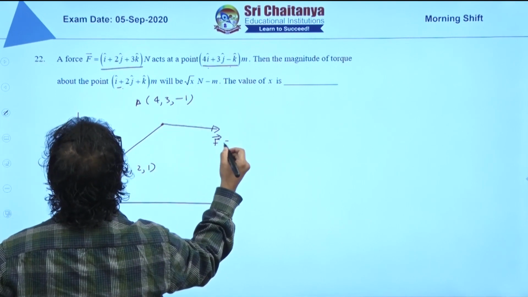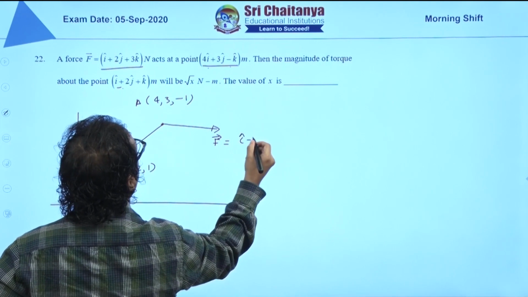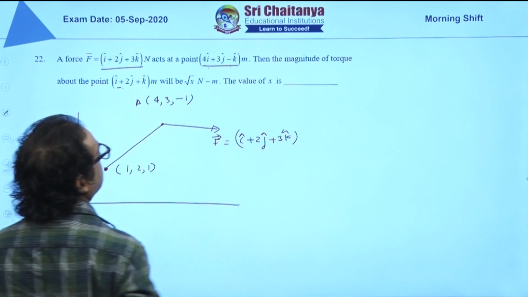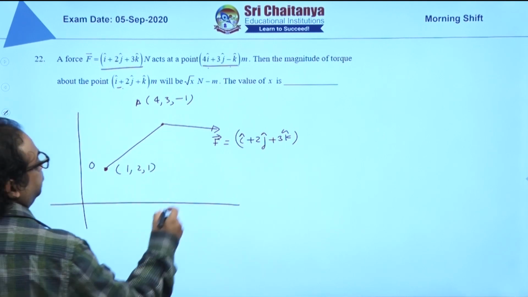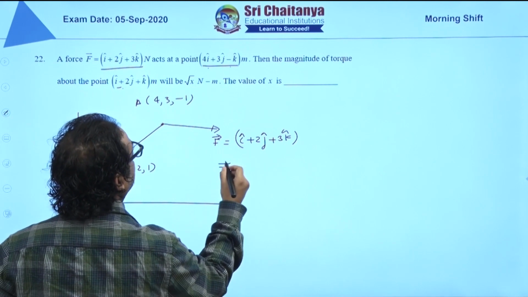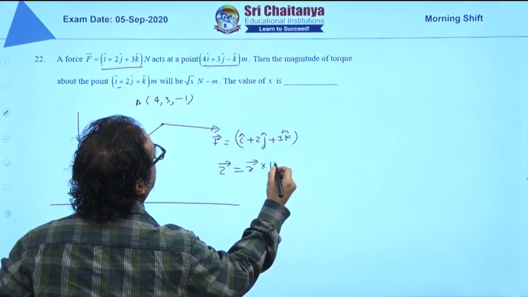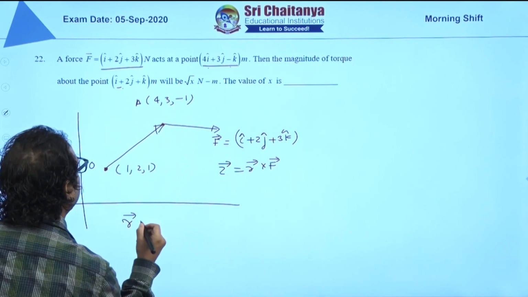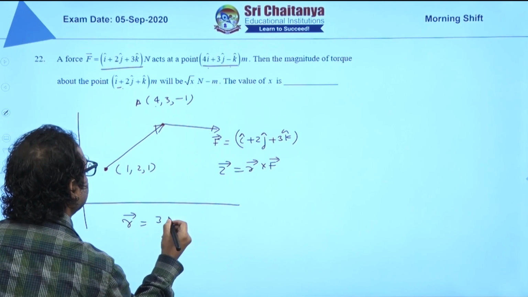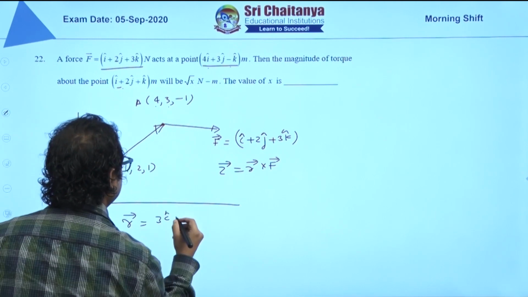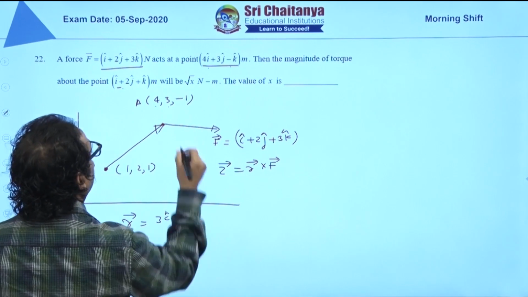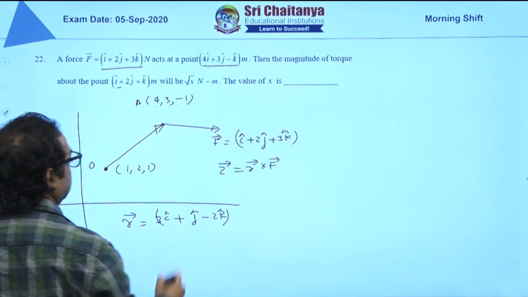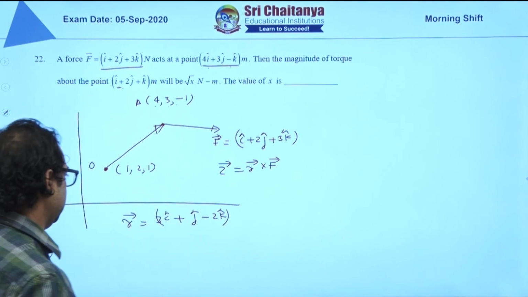The force is F = i cap + 2 j cap + 3 k cap. We know the formula: torque is equal to r cross F. So, this is your position vector. The r value we can find: (4 minus 1) = 3 i cap, (3 minus 2) = 1 j cap, and (minus 1 minus 2) = minus 2 k cap. So, we just have to do the cross product.